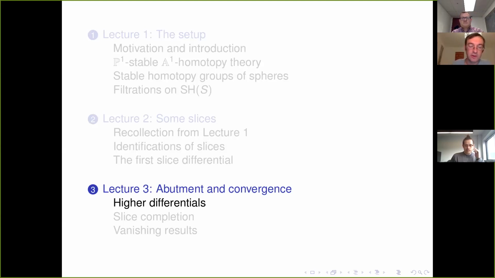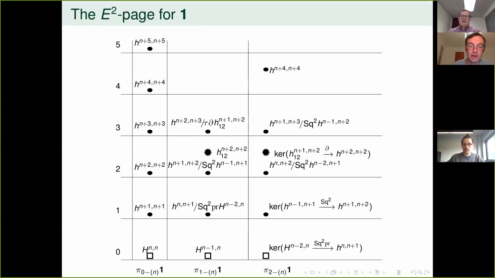I did not want to give you a recollection of what happened in lecture two. Just before passing on to higher differentials, I want to move back to the last slide of Thursday's talk, which gives a computation of the E2 page for the slice spectral sequence for the sphere. Only a very short part of it, I have to admit.